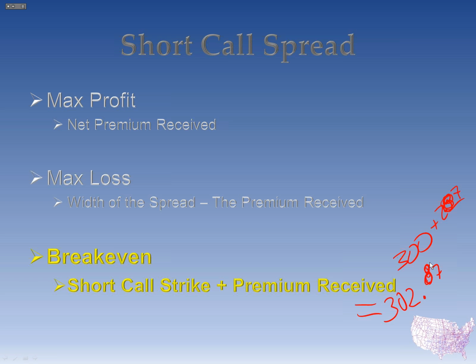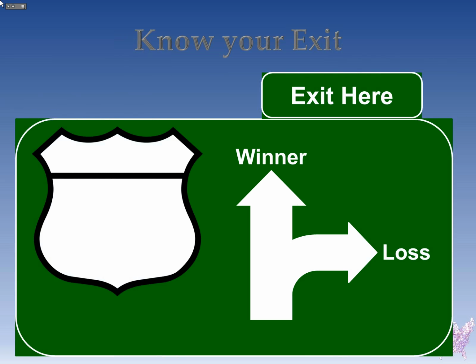Eights are not working out very good. All right, so that's where my break even is. And all of these things are at expiration, right? I'm not always looking to do it at expiration. I'm looking to do this in BABA. I'm going to BABA, right?